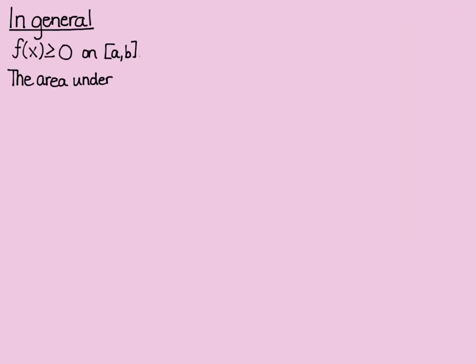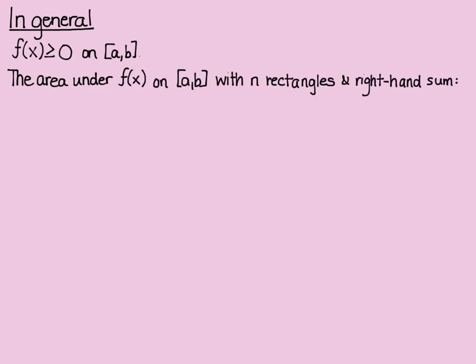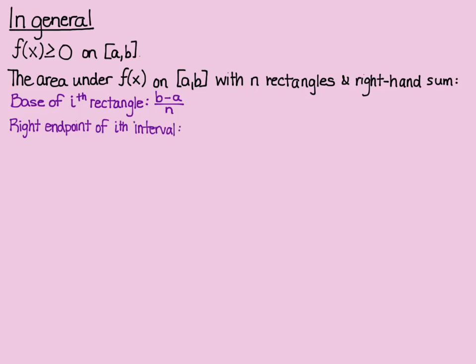In general, if f of x is greater than 0 on an interval from a to b, the area under f of x on the interval from a to b with n rectangles using the right-hand sum is given as follows. We take the base of the ith rectangle by finding the length of the total interval, which is b minus a, divided by the number of rectangles, which is n. We can then find the right-hand endpoint of the ith interval by starting with a and moving over i times the base. So a plus i times the base.